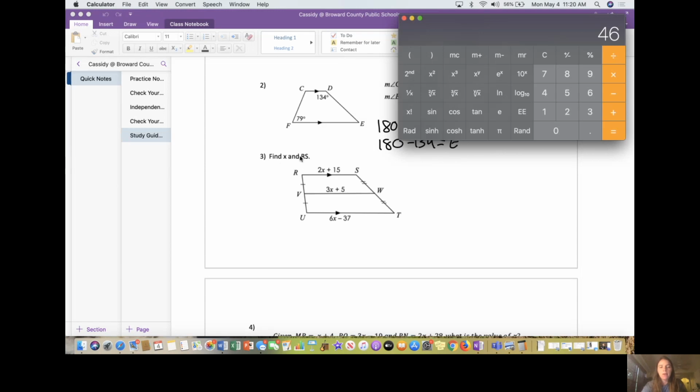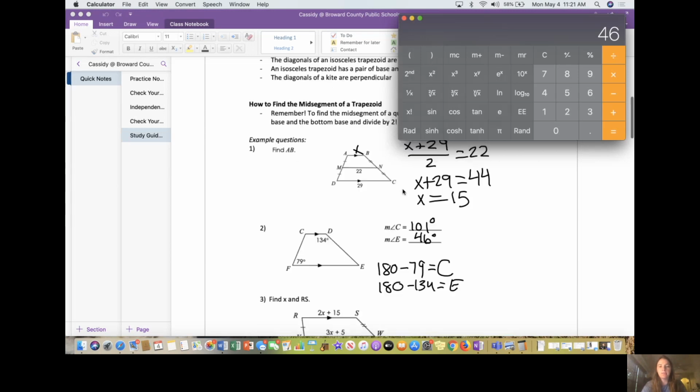Number 3, find X and RS. Okay, even though this looks a little different, it is still a trapezoid. It's got one set of parallel sides. These tick marks here tell us that it is a mid-segment. Okay, that VW is the mid-segment.